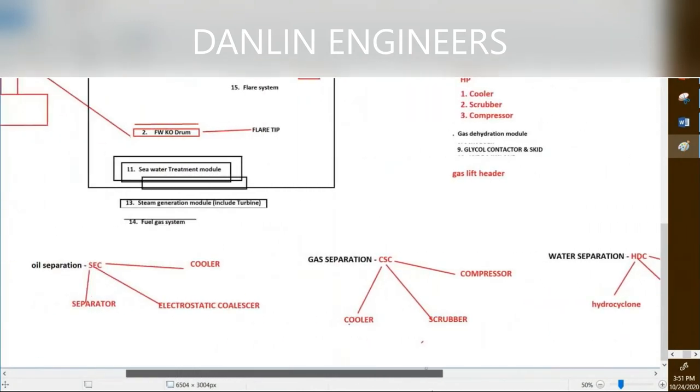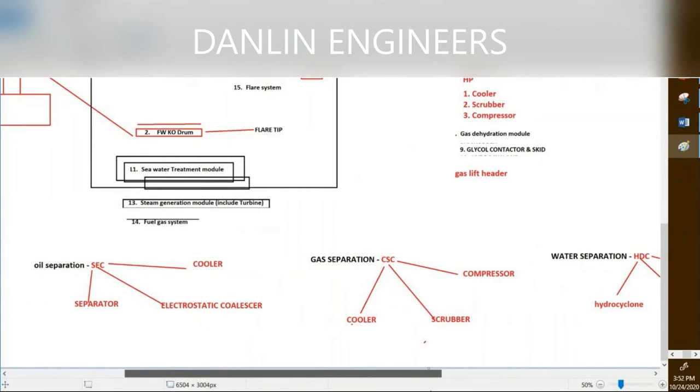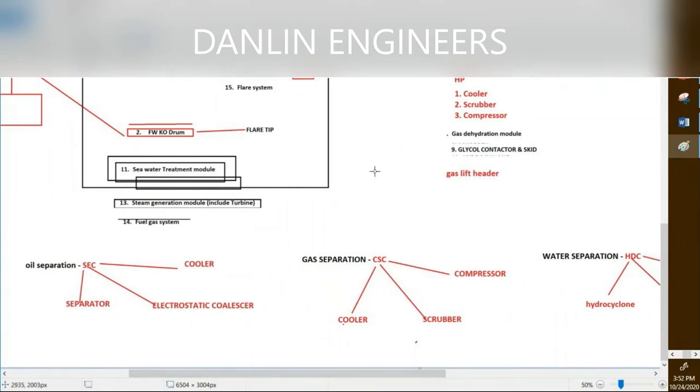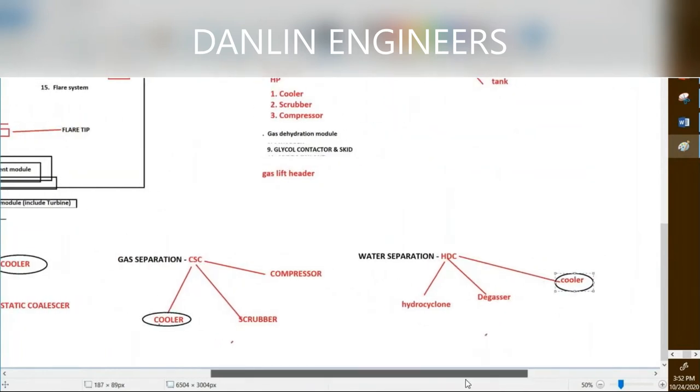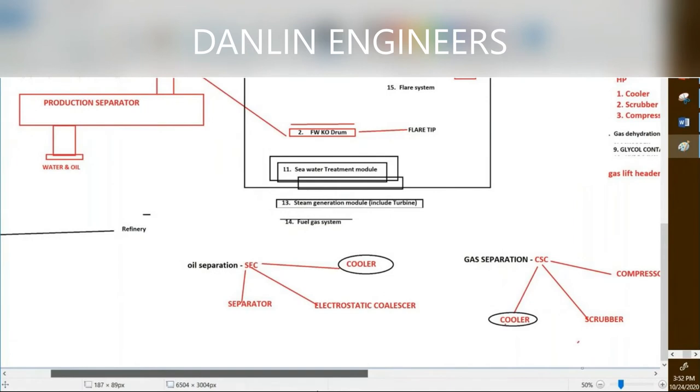So here the common thing we can see is that the cooler is an exchanger. If you name it, what is their name? Vessel, you consider that. So cooler. Coolers are all one type of exchanger, right? So we want to learn what all the exchangers are, what the types of exchangers are, everything we have to understand.